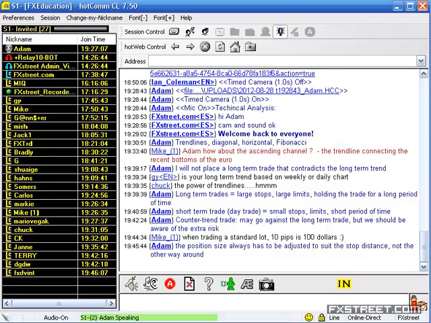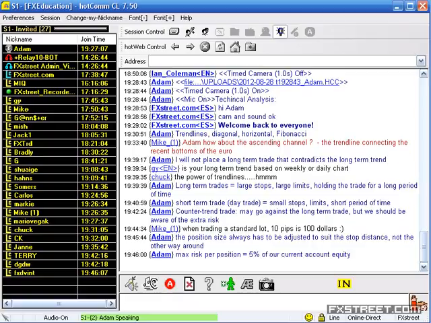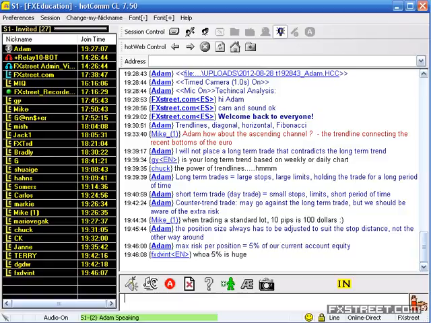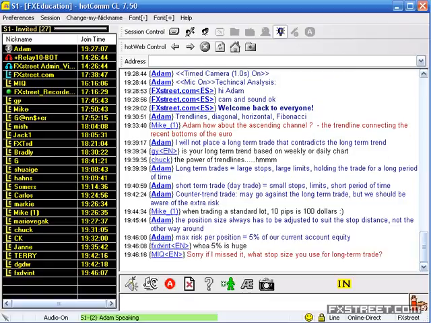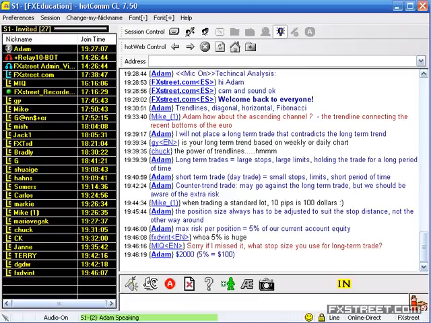Generally speaking, max risk per position equals 5% of our current account equity. So if we have a $2,000 account, 5% equals $100. 5% is huge, by the way. 5% should be your maximum. I'm talking about home run type of ideas. This thing, I have never seen something look so good.